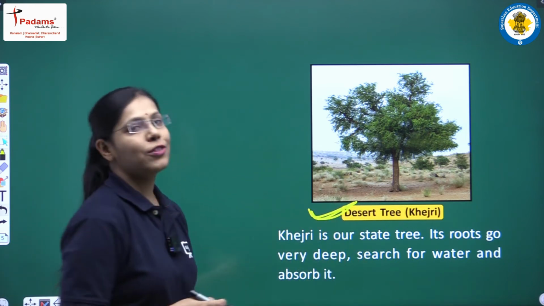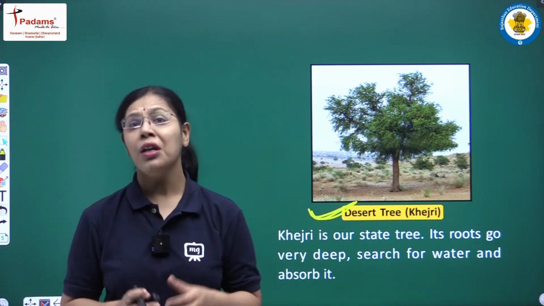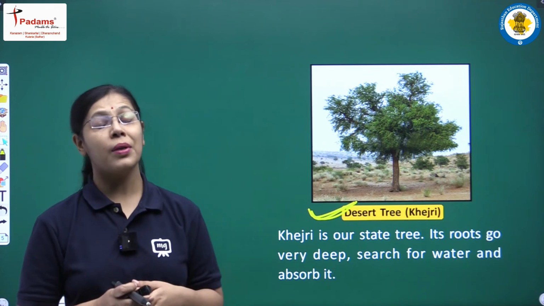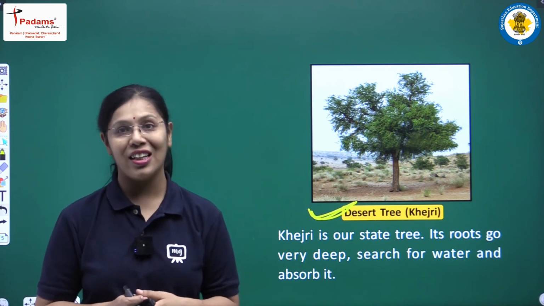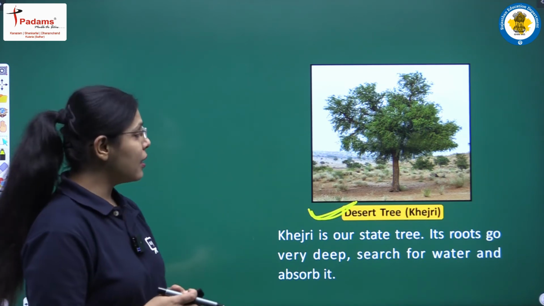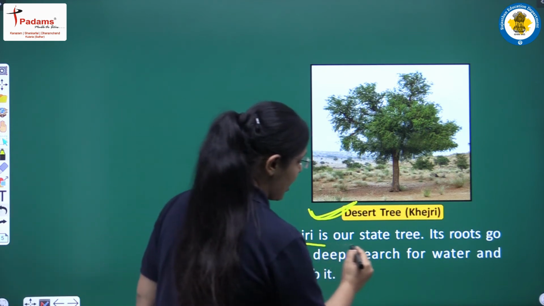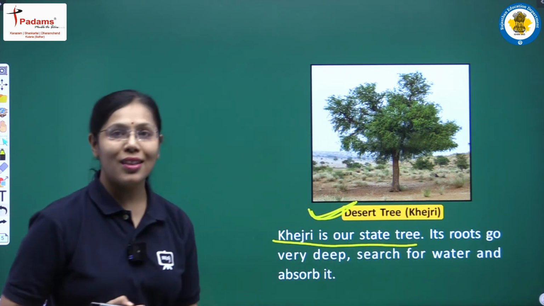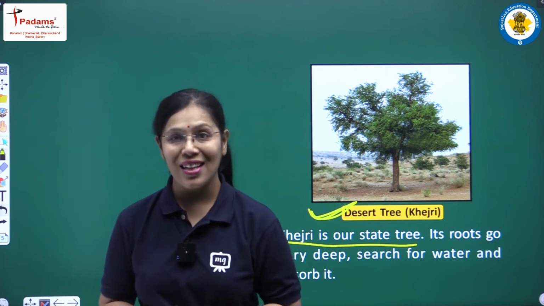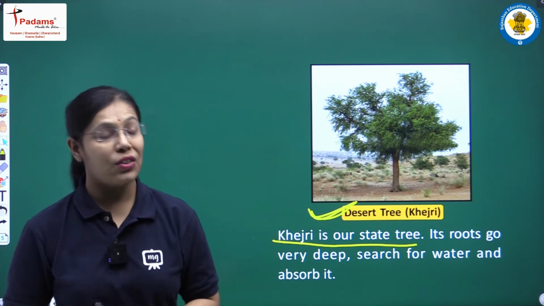The name of this tree is actually khejri, but this tree is abundantly found in desert areas of Rajasthan, and that's why this is called desert tree. Khejri is our state tree. The important thing which you need to remember is that it is our state tree.